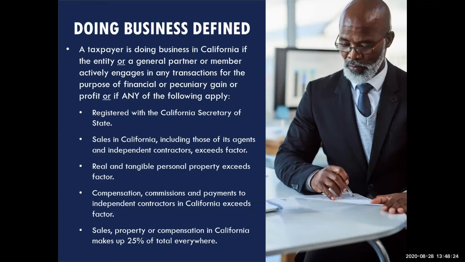So a handful of states have established 500,000 in sales, 50,000 payroll, 50,000 property, or this 25% rule. California is very similar. As you'll see on the next slide, they adjust it. But essentially, if I'm an out-of-state company, and let's say I do 400,000 in sales into California, okay, well, I'm technically under the 500,000-ish sales threshold, but I only have $1 million in total sales. That's 40%. So I've exceeded the 25% of total everywhere, and therefore you would be doing business in California.